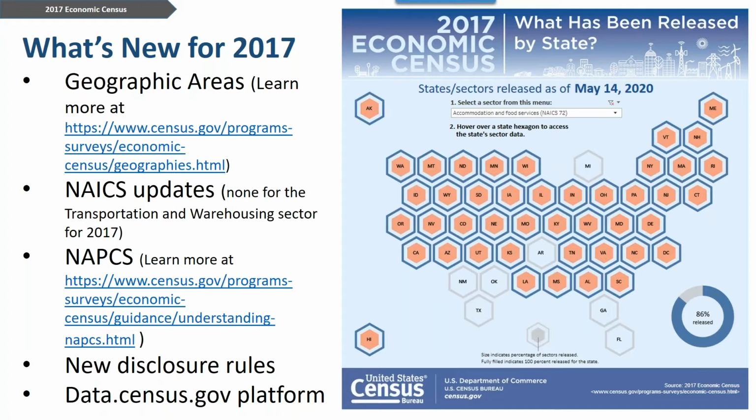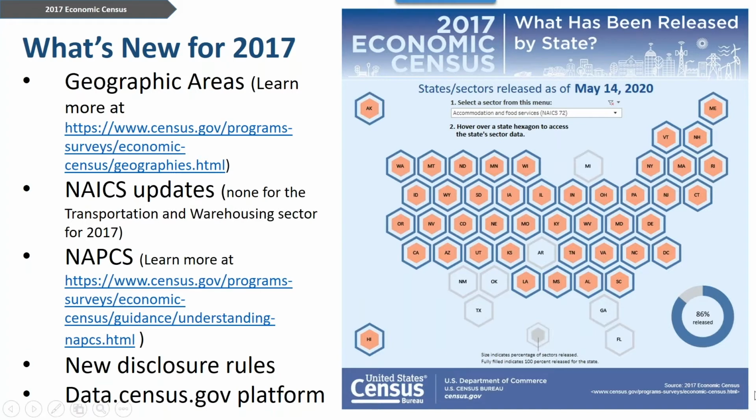For the 2017 economic census, there are a number of changes. There are changes to geography and changes for industry codes. There is also a brand new North American Product Classification System and a few other changes, including new disclosure rules. If you have any questions about this data, please let us know. My colleague Andy and I are conducting webinars as we speak about the economic census data.